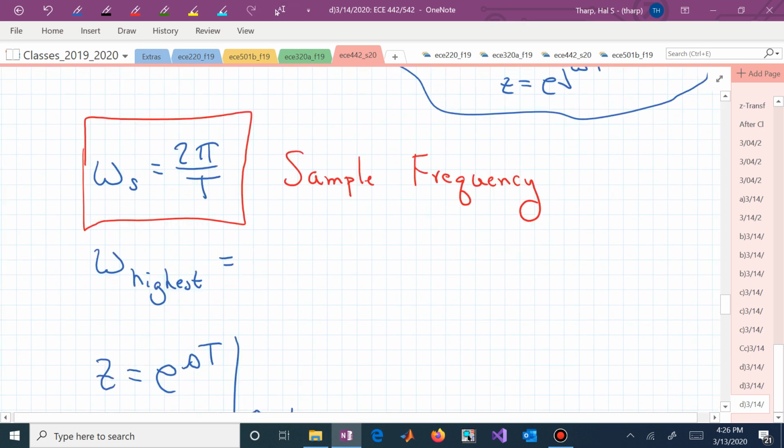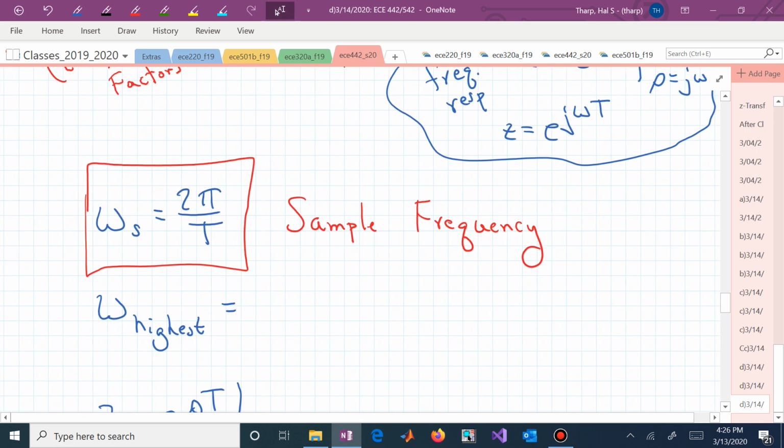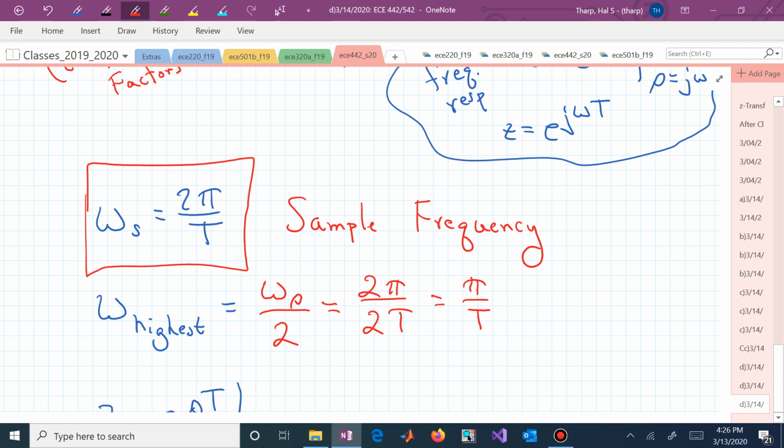And why is that? Well, the highest frequency is omega sub s over 2. That's the Nyquist frequency. But what is omega sub s? Omega sub s is 2 pi over capital T. So if the highest frequency is half of that, we see that the highest frequency in a sampled system is pi over capital T.